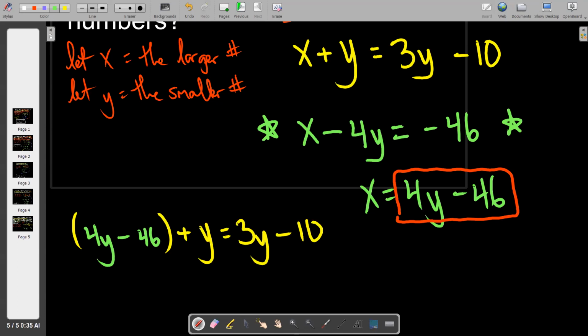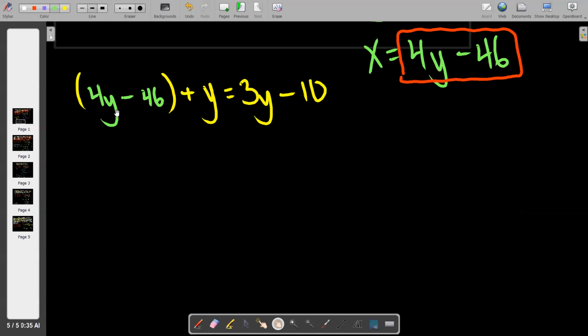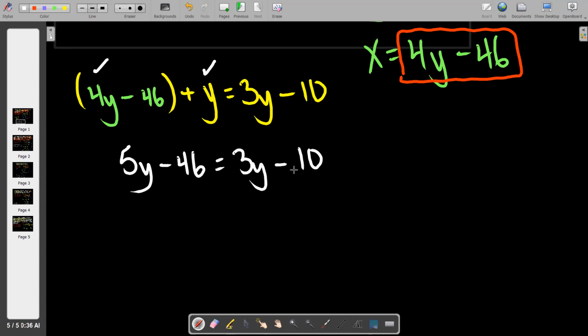How many y's do we get on the left-hand side if we put them together? Yeah, so this y and this y come together to make 5y. And then I'll just copy down the rest. -46 equals 3y minus 10. What do we do next?